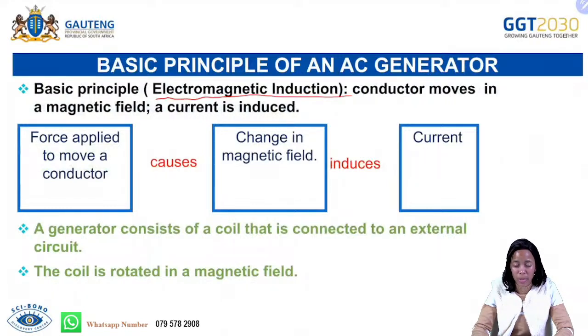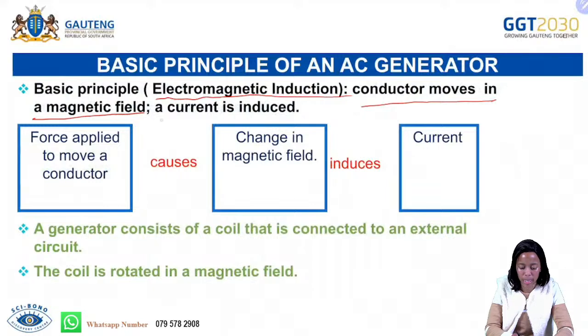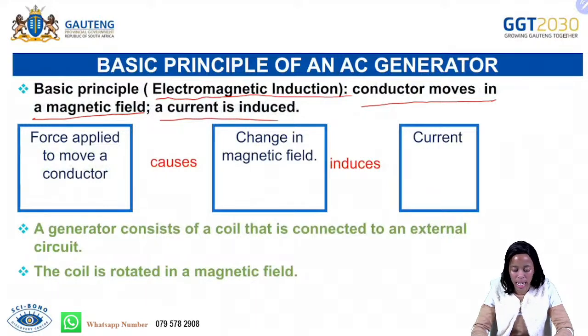So it says the basic principle, that is what we need to know. The basic principle in terms of generators is electromagnetic induction. A conductor moves in a magnetic field, and a current is induced. So if a wire, a conductor, is moving in a magnetic field, moving through those magnetic field lines, a current will be induced.